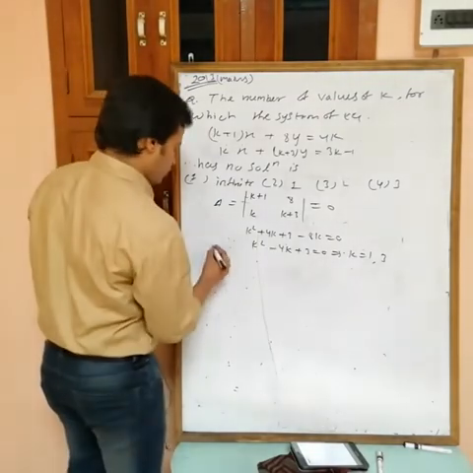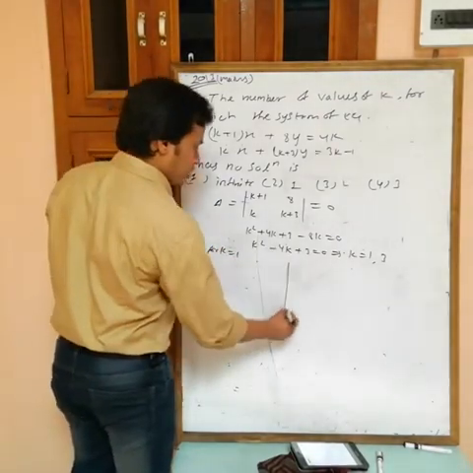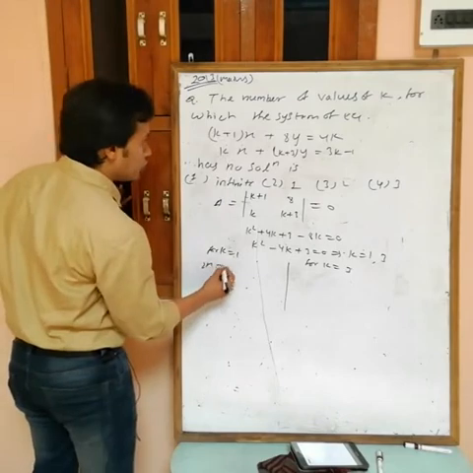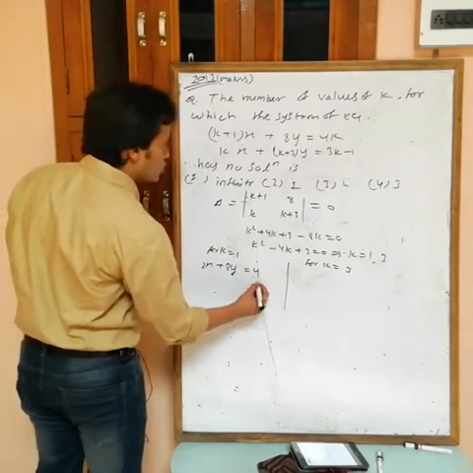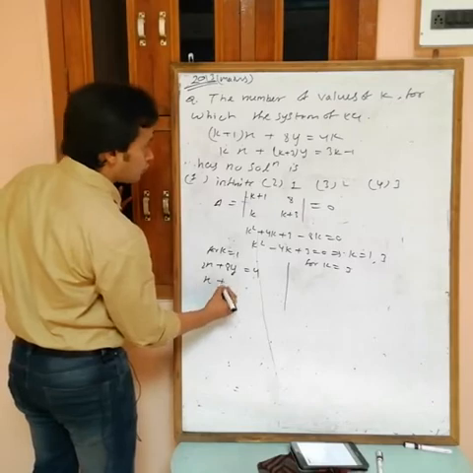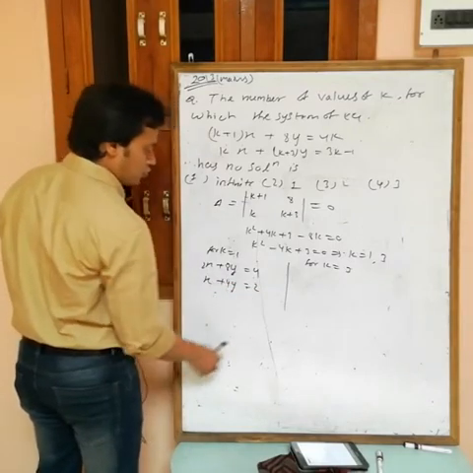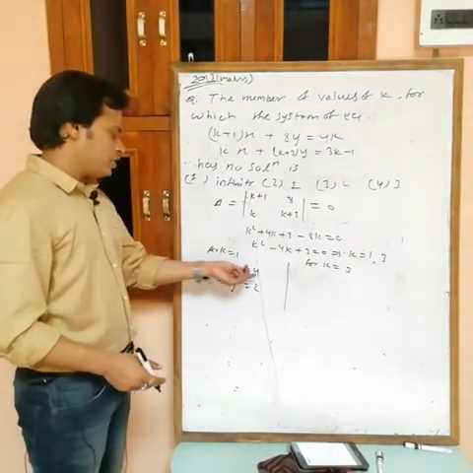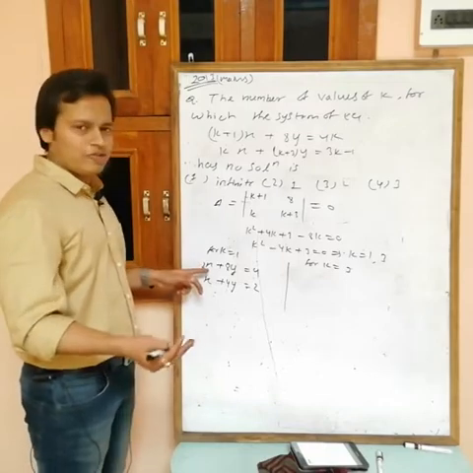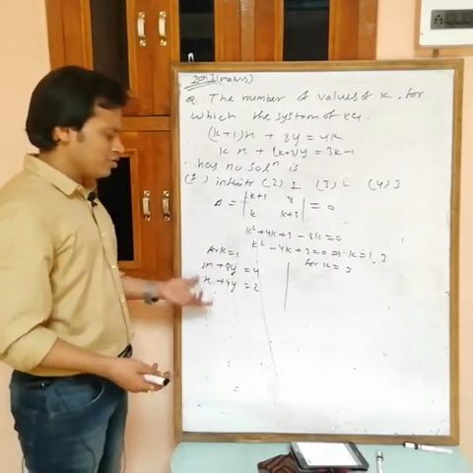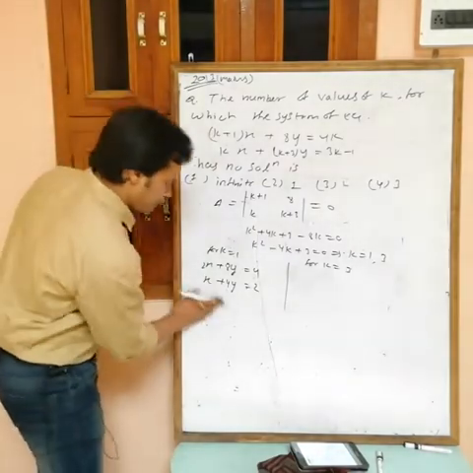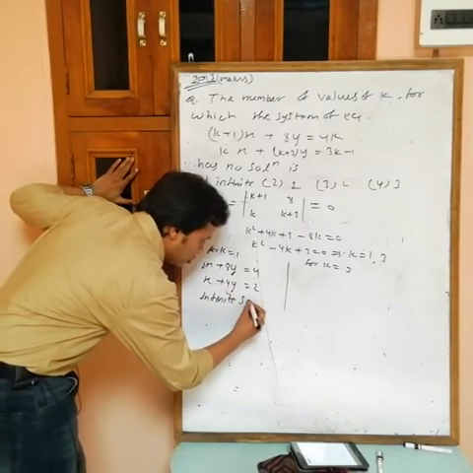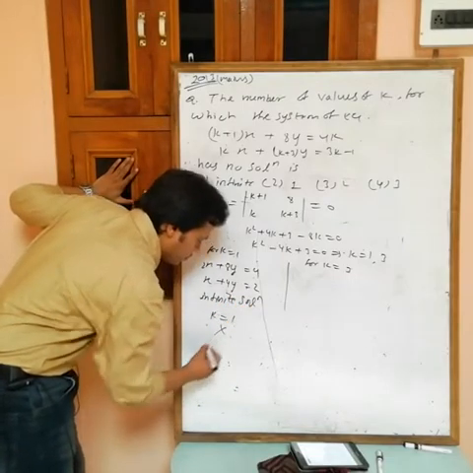For k equals to 1, and this is for k equals to 3. If you put k equals to 1, what we are getting: 2x plus 8y equals to 4 and x plus 4y equals to 2. These are coincident lines. 2x plus 8y equals to 4, if you take common 2, then this is also the same equation, x plus 4y equals to 2. So there is infinite solution, so we can't take k equals to 1.